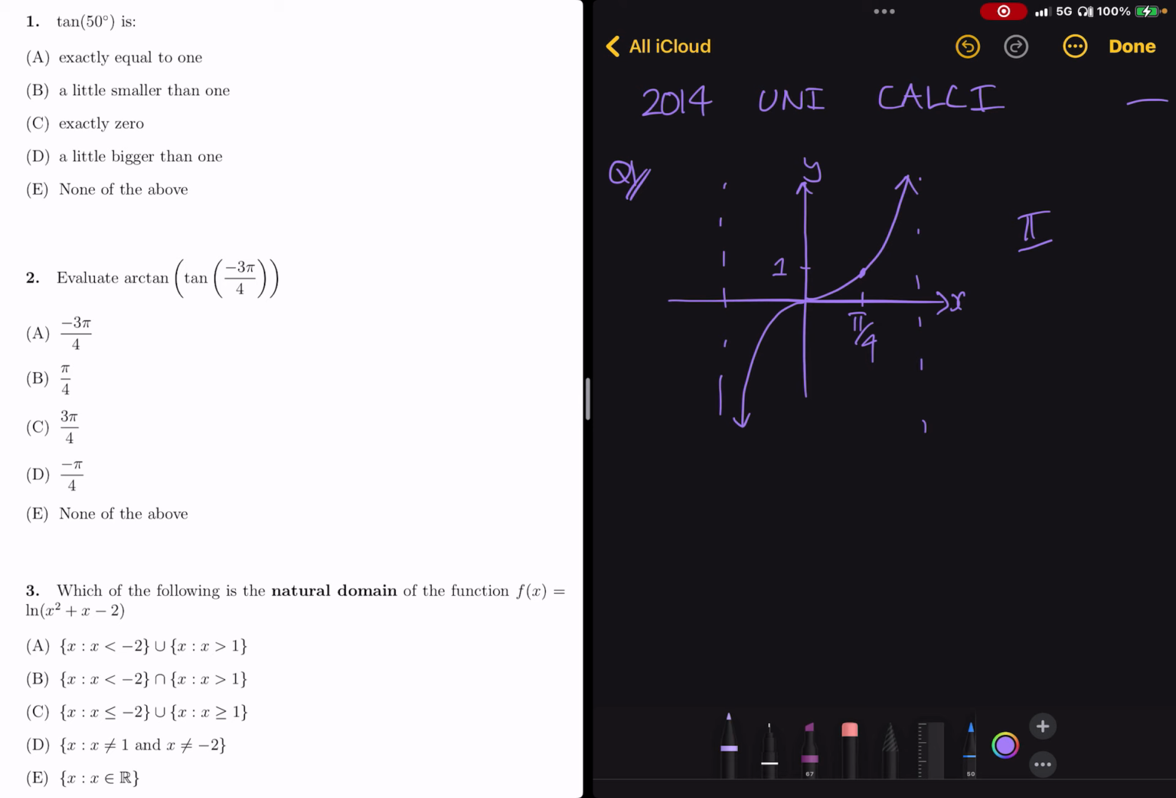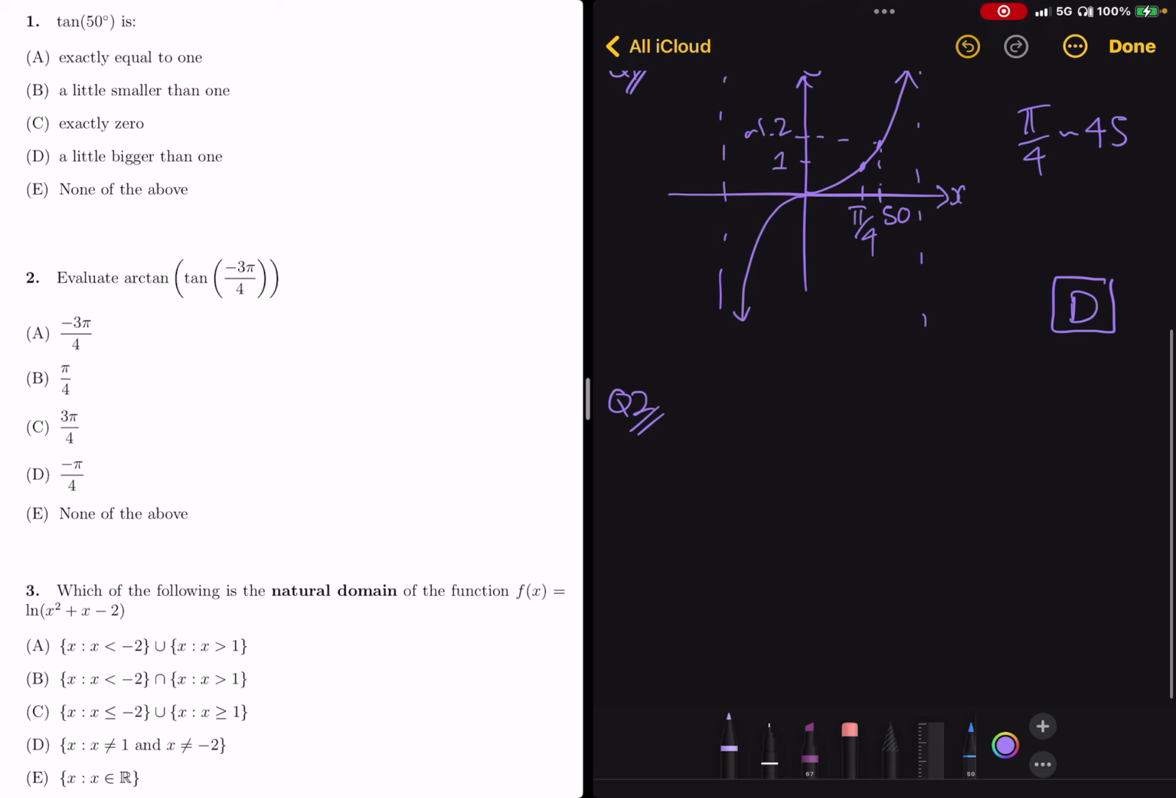But pi on 4, in terms of degrees, is 45. This means 50 degrees is just slightly above pi on 4. And so whatever it evaluates to, 1.2 or something like that, it's going to be greater than 1. So the answer to this question is D. It's a little bigger than 1.